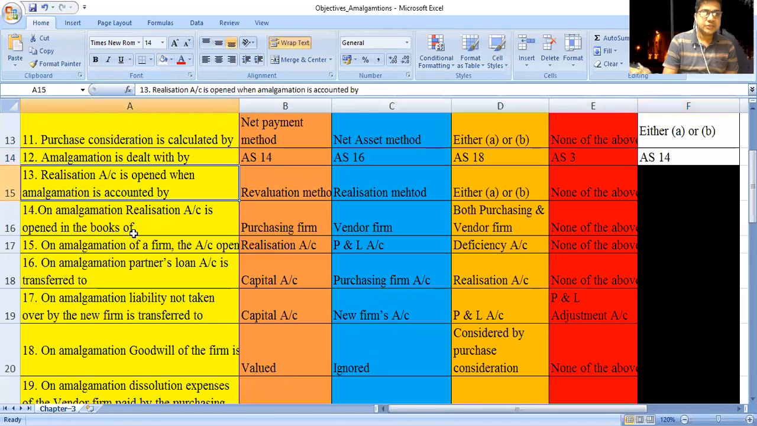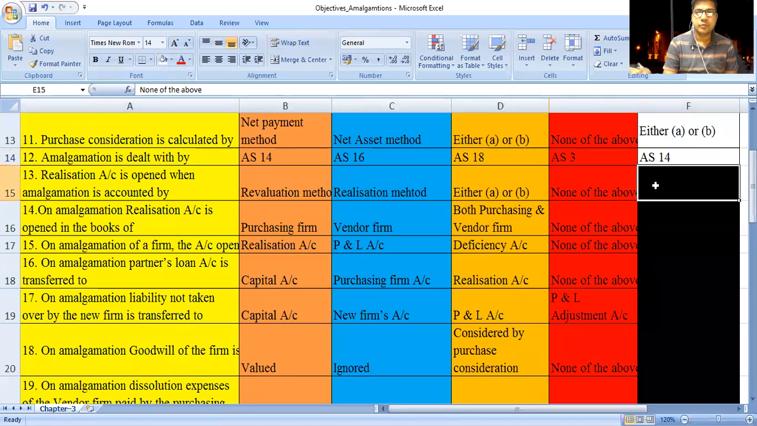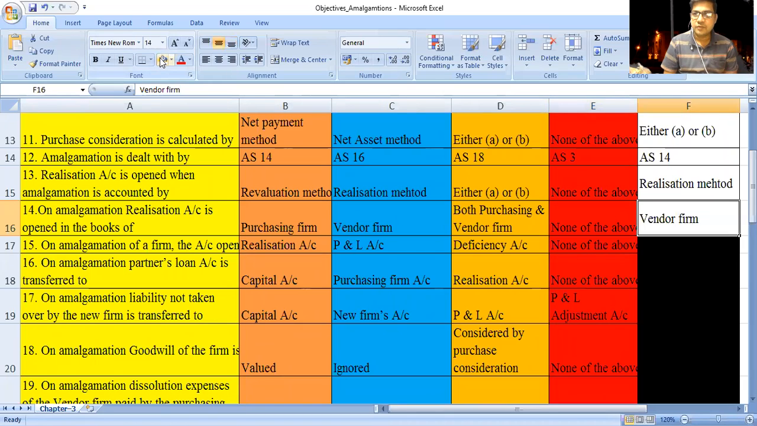The next, realization account is opened when the amalgamation is accounted by revaluation method, realization method, either A or B, or none of the above. So answer will be realization method. On amalgamation, realization account is opened in the books of purchasing firm, vendor firm, both purchasing and vendor firm, or none of the above. It's a very simple answer. That is vendor firm or old firm.